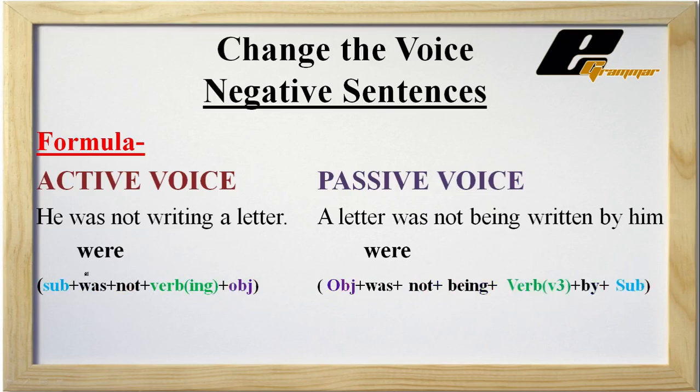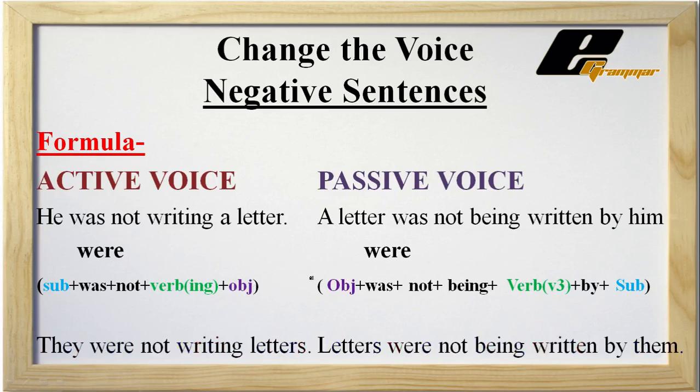See this formula. We have converted this sentence by putting these words in these two formulas. Okay, what if our object is in the plural form? At that time our passive voice sentence would be like this. See, active voice sentence: they were not writing letters. In passive voice, letters were.